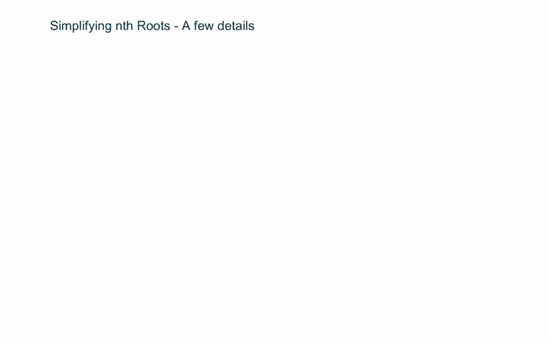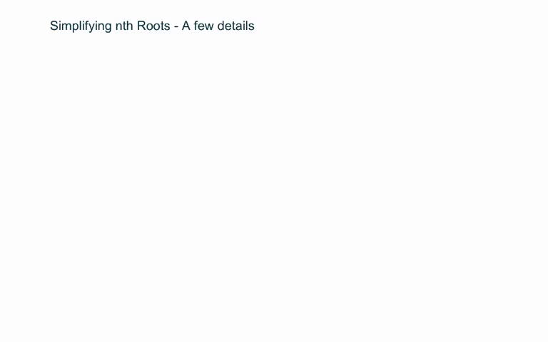Good morning. I'm hoping that this lesson is a little bit shorter. This is simplifying nth roots with a few details. There are just a few little catches and glitches that can happen when we're trying to simplify higher order roots that we just want to be aware of. The first one has to do with negative numbers.